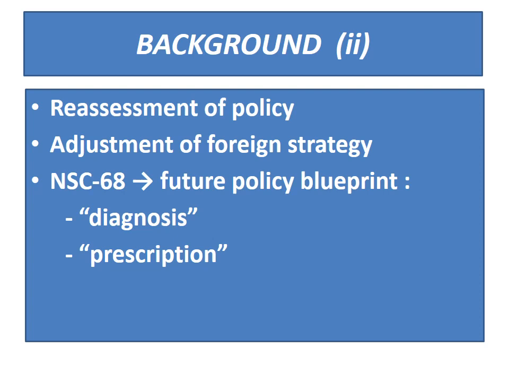The outcome of that reassessment, which was carried out between late 1949 and early 1950, was a top secret report that was submitted to President Truman on the 7th of April 1950. It was titled United States Objectives and Programs for National Security. It was to be later commonly known as National Security Council Document Number 68, or NSC 68 for short.